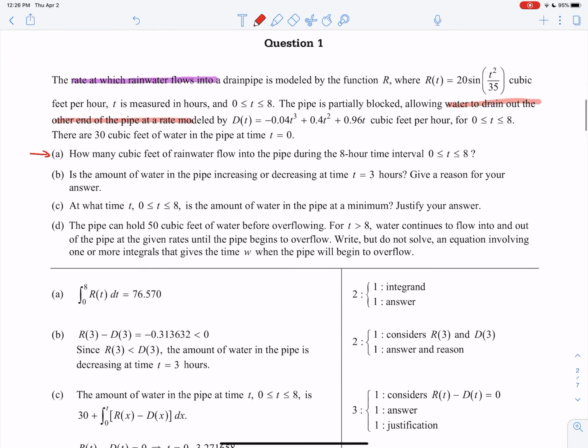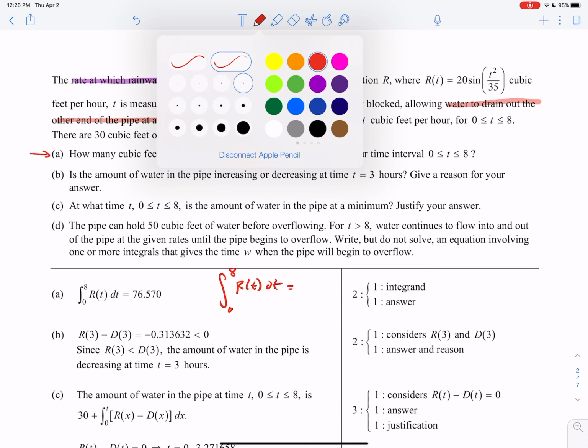How many cubic feet of rainwater flows into the pipe during the 8-hour time interval? So we want to know how much is going into the pipe from 0 to 8. Know that this has nothing to do with the amount of water that's draining out. So we only want to integrate R of t from 0 to 8. When you integrate a rate, you get rid of the word rate, and you're just talking about the amount. That's called accumulation. You pretty much plug and chug here. You should get 76.570. Easy 2 points.